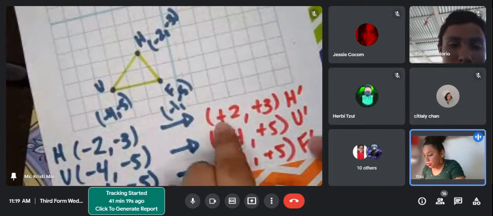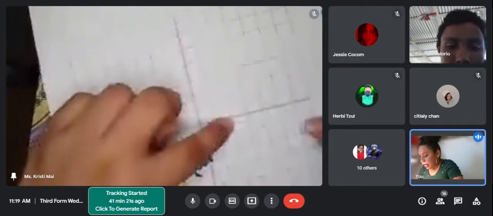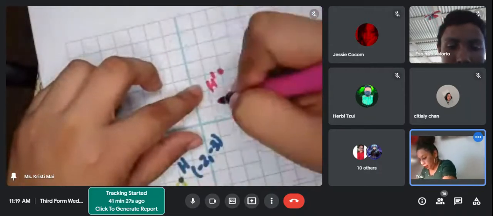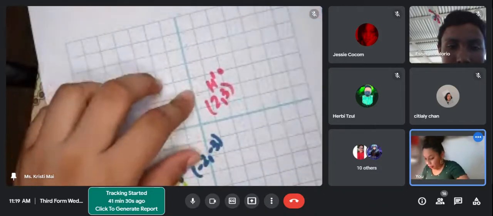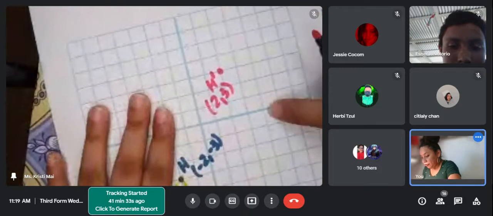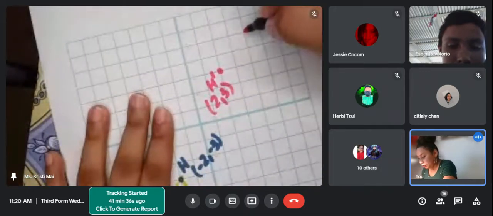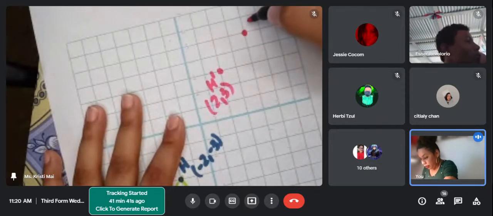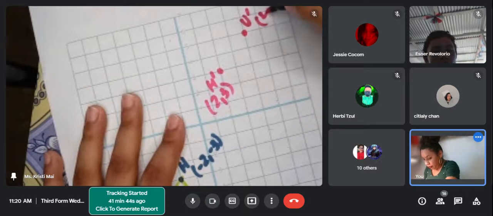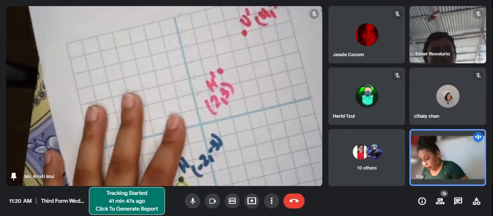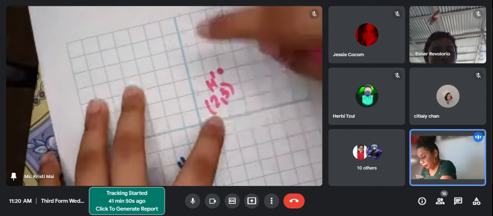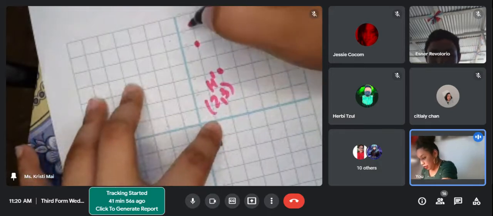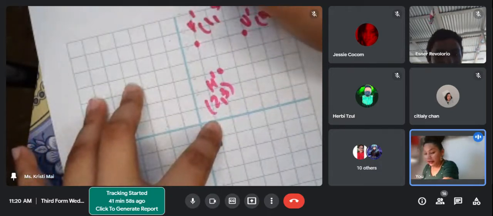The first point is 2, 3. So that is 2 on the x-axis and 3 on the y-axis right here. And this one is H1. And this is 2, 3. My second point is 4, 5. 4 on the x, 5 on the y. 4, 5 right here. And the point is going to be U1, 4, 5. And then F1 is going to be 1, 5 right here. 1 on the x and 5 over there. And this is going to be F1. And I have 1, 5.